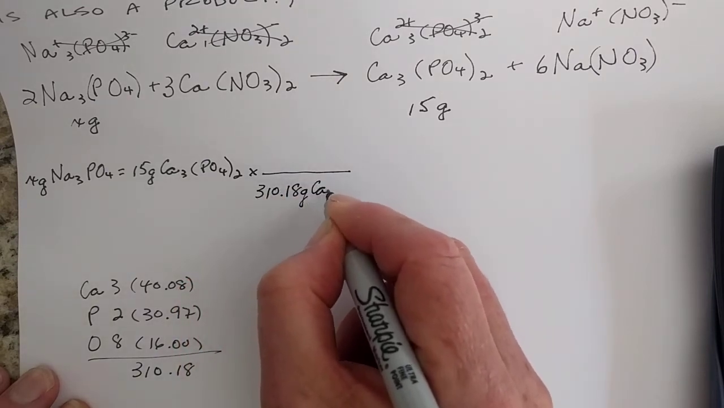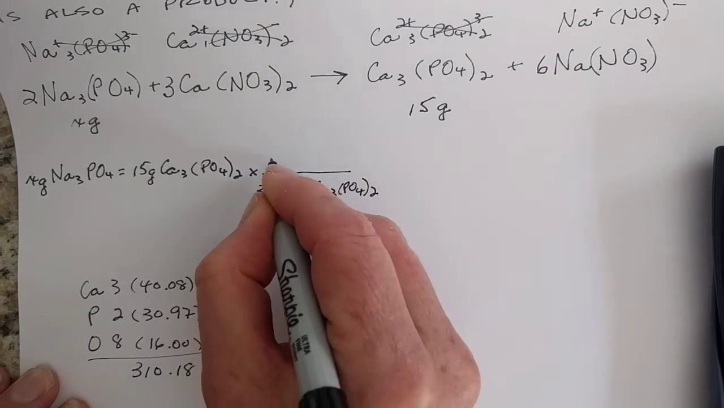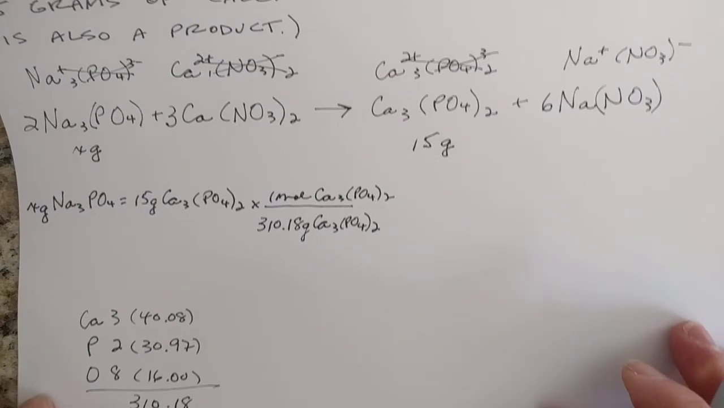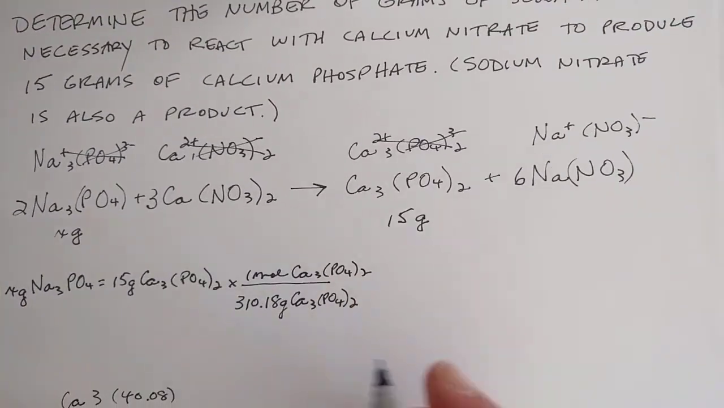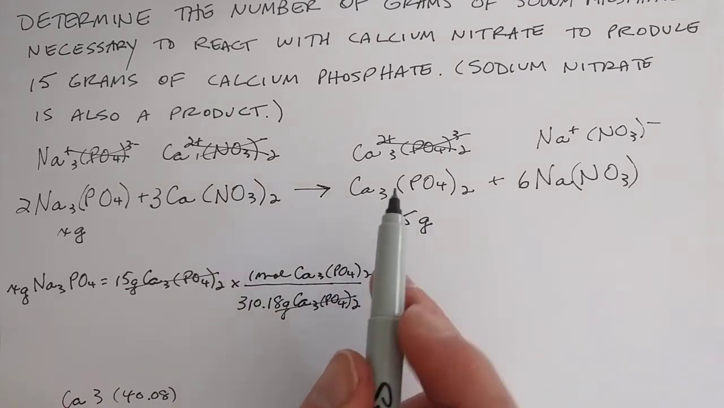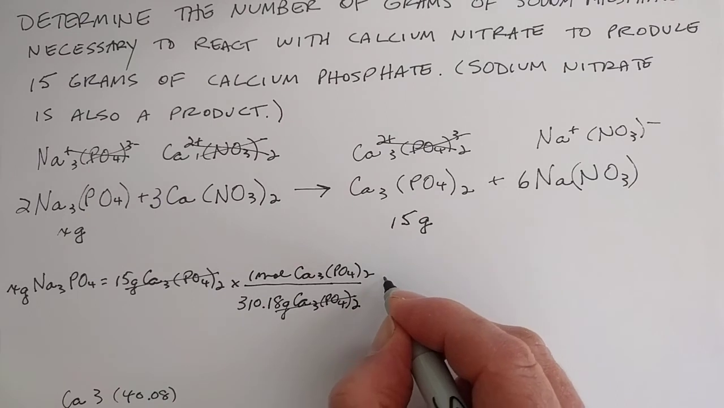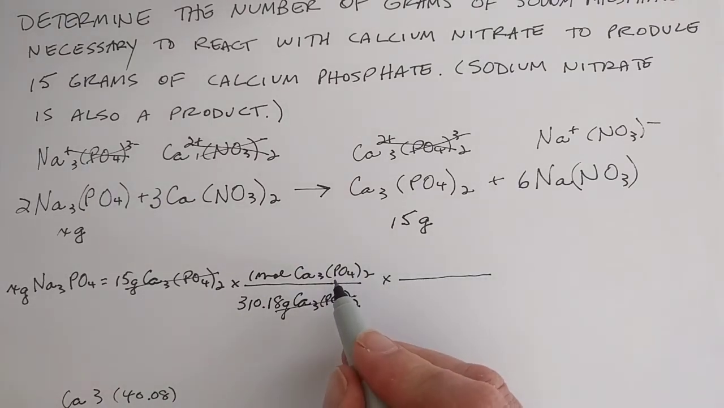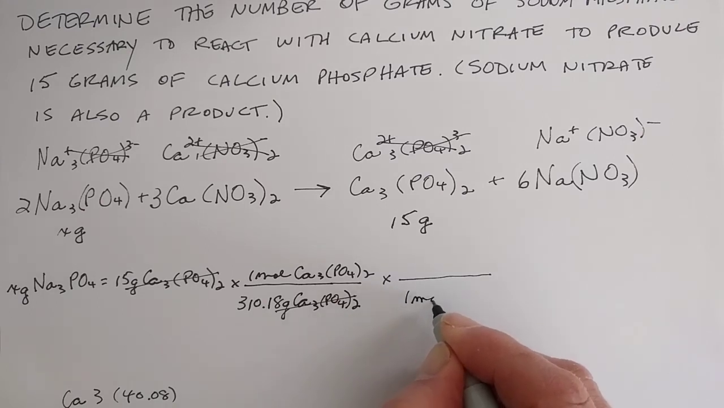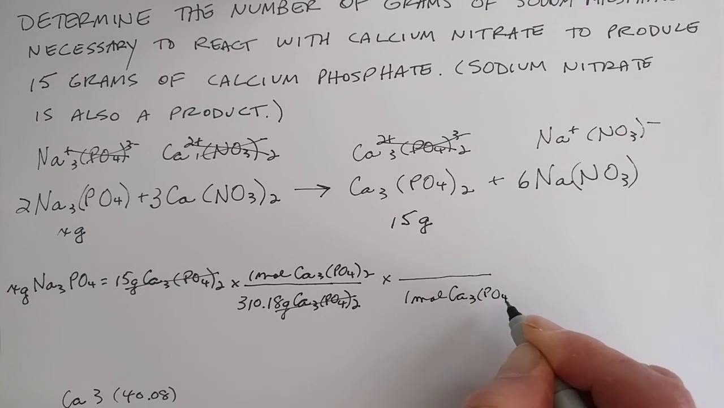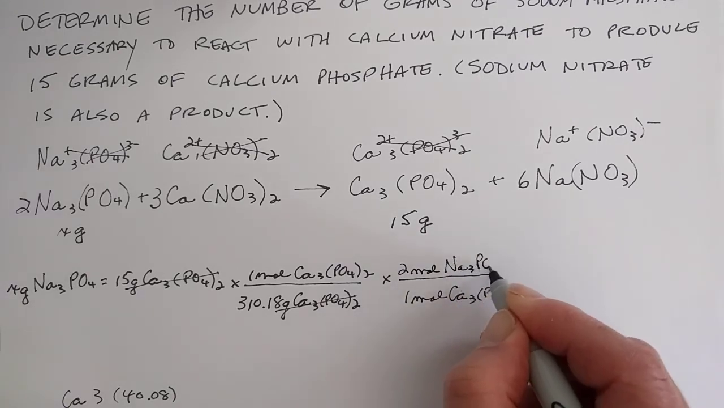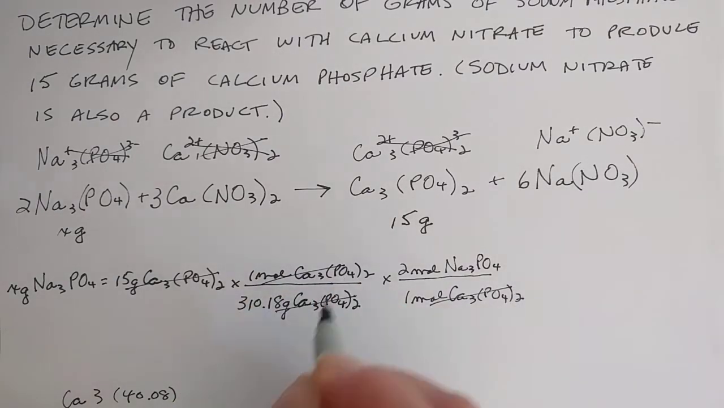So 310.18 grams of Ca3(PO4)2 are in 1 mole of Ca3(PO4)2. So that lets us cancel out the grams of the calcium phosphate. Now we have the moles of the calcium phosphate, and we can use our mole ratio to get the moles of the sodium phosphate. So this is where we use mole ratio. We have to cancel out the calcium phosphate. So we can see we have 1 mole, our coefficient is 1, whatever that coefficient is, that would go here. So 1 mole of Ca3(PO4)2 for every 2 moles of Na3PO4.